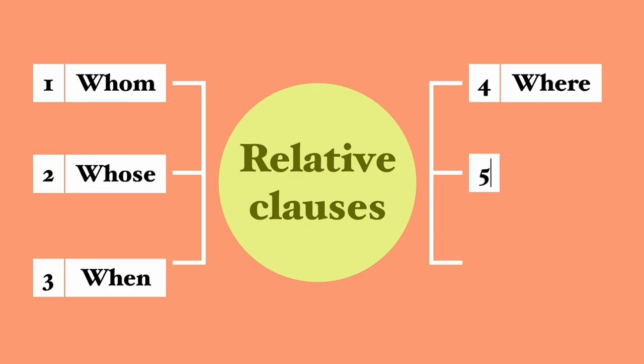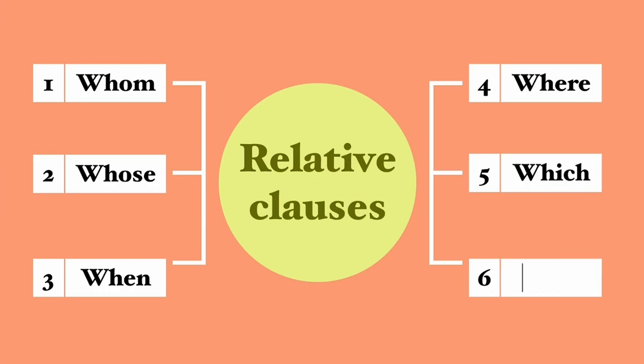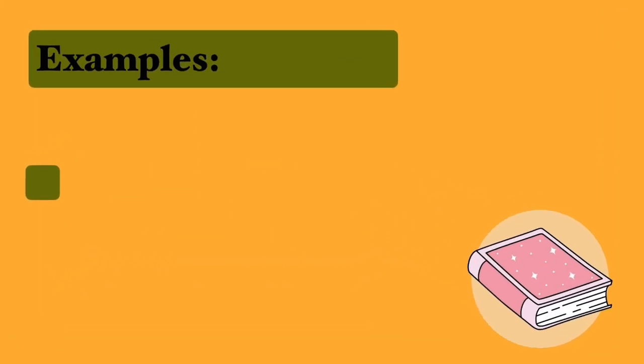The fifth one is which, and it's subject or object pronoun for animals or things. And the last one is who. It's a subject or object pronoun for people. Let's move to the examples.